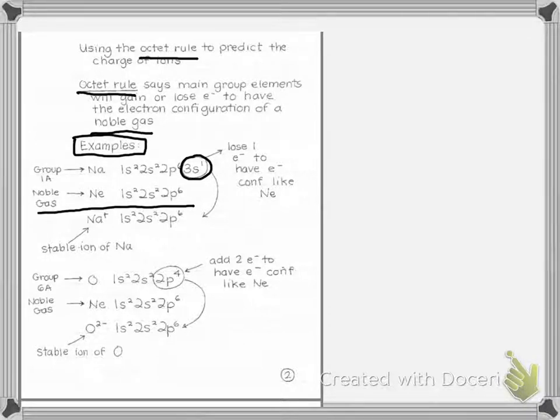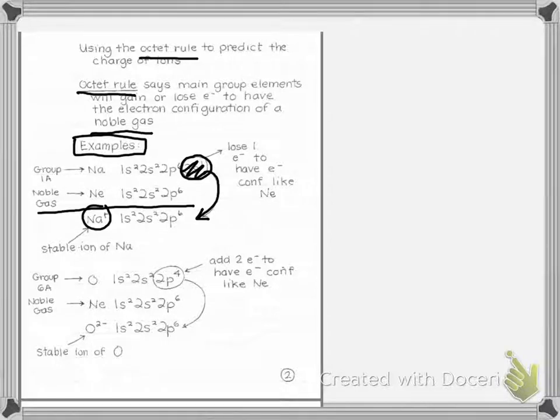So it will lose the 1 electron, so just imagine that it's gone. And then if you look at its electron configuration, it looks like neon. Since it's lost an electron, it does have a positive charge now. But that's how we predict the stable ions for sodium: we know that it would like to lose that valence electron so that it has the same configuration as the noble gas closest to it, neon.